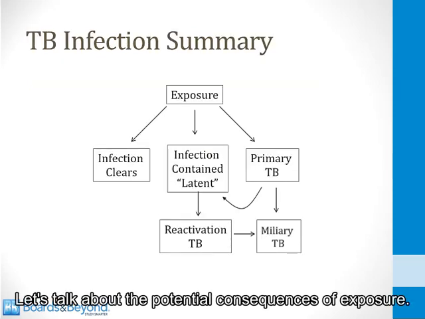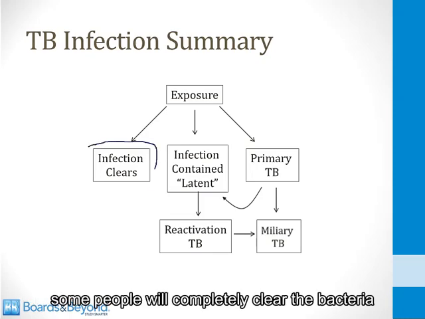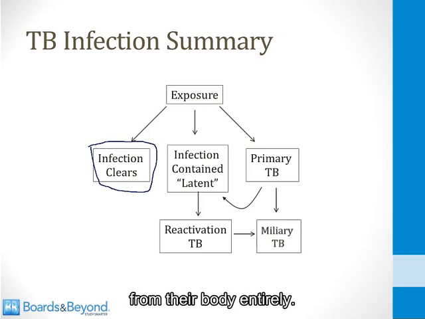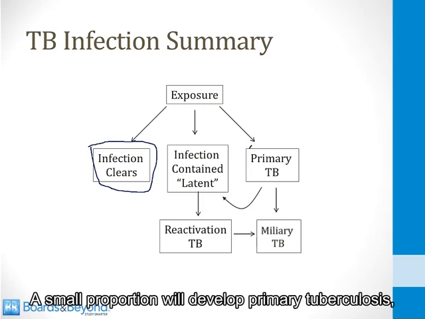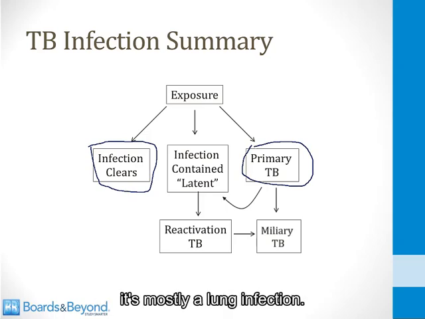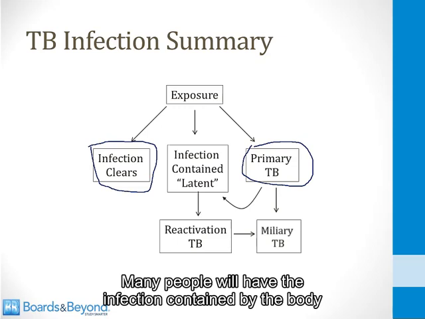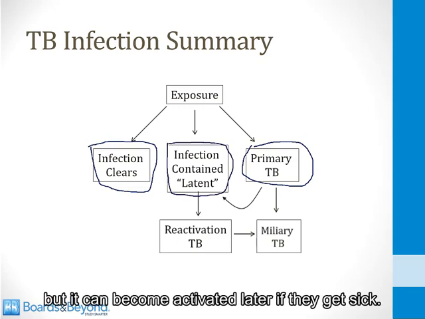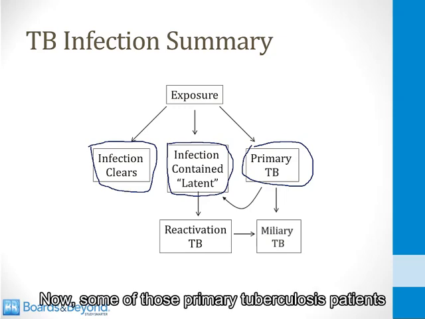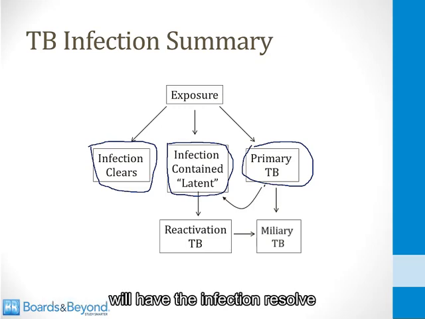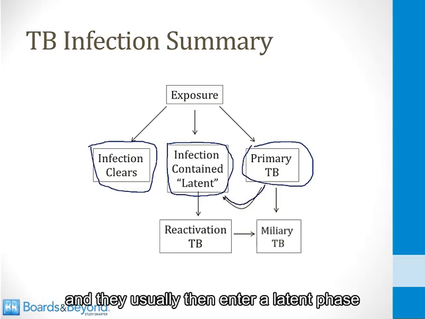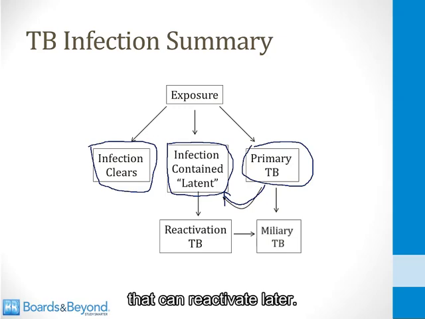So let's talk about the potential consequences of exposure. So as I said before, some people will completely clear the bacteria from their body entirely. A small proportion will develop primary tuberculosis, which we'll talk about in a minute. It's mostly a lung infection. And then many people will have the infection contained by the body where it will be walled off, but it can become activated later if they get sick. Now, some of those primary tuberculosis patients will have the infection resolve, and they usually then enter a latent phase that can reactivate later.